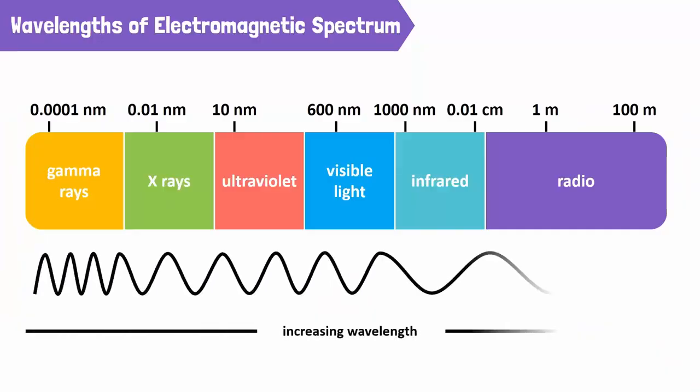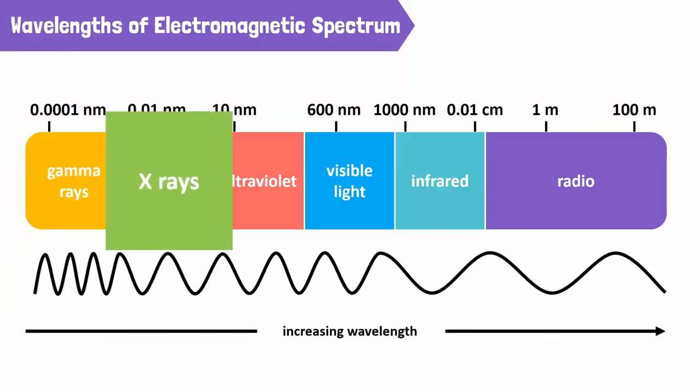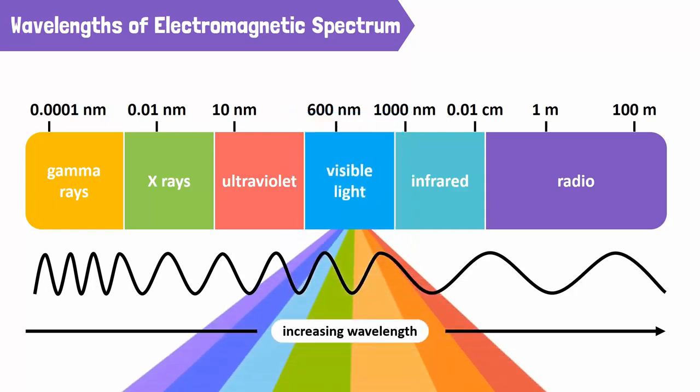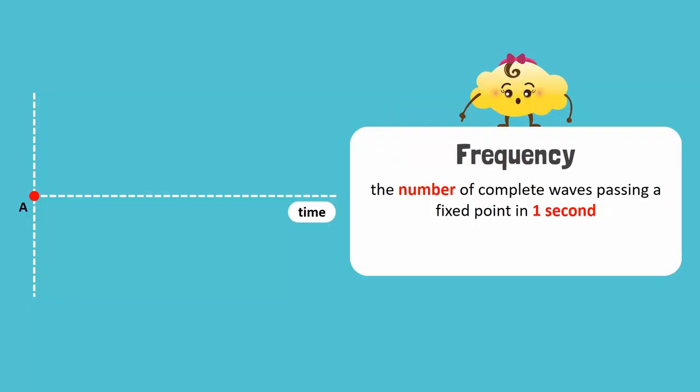The wavelength can vary greatly. X-rays are very short, visible light is somewhat long, and radio waves are much longer. The frequency of a wave is the number of complete waves passing a fixed point in 1 second. Frequency is given the symbol f and is measured in units called hertz, Hz.